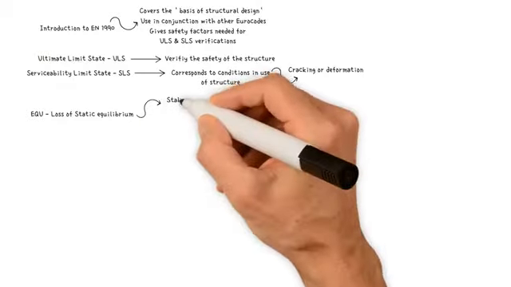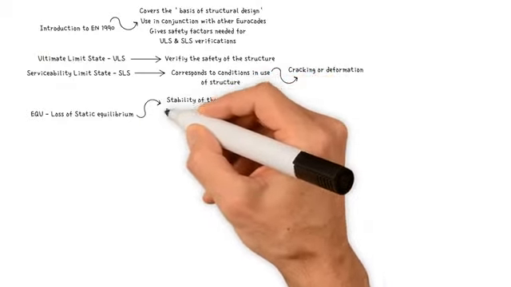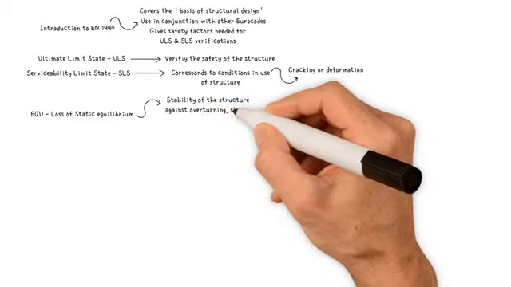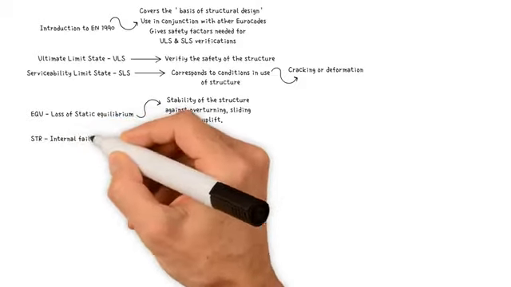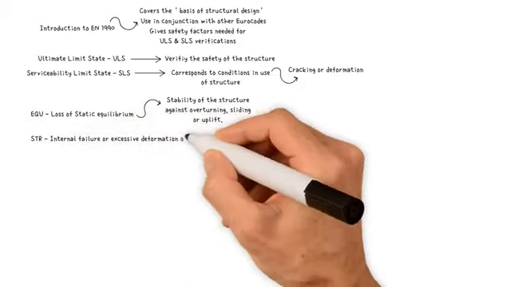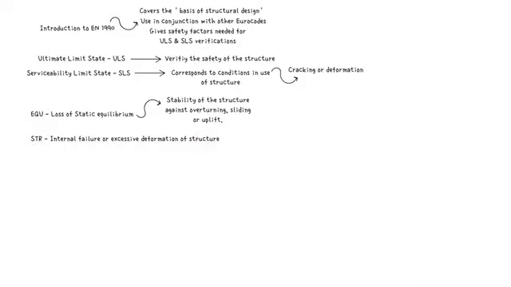Equilibrium is used to verify the stability of the structure or parts of it, for example, against overturning, sliding or uplift. When considering a limit state of static equilibrium of the structure, the verification will need to ensure that the design value of the effect of destabilizing actions is equal or less than the design value of the effect of stabilizing actions.